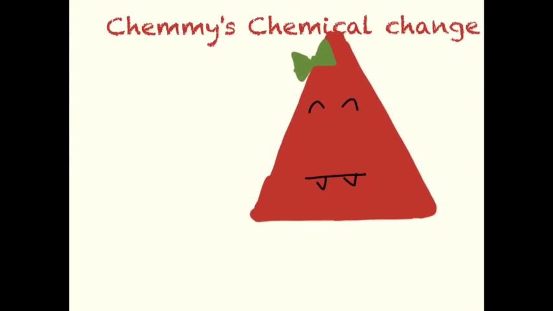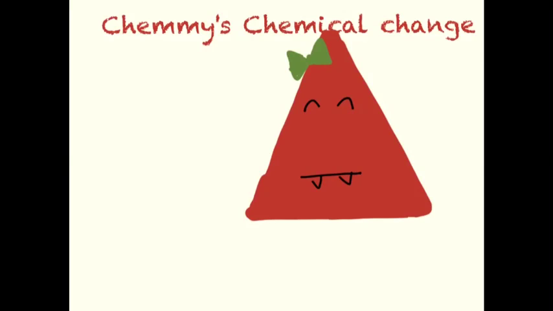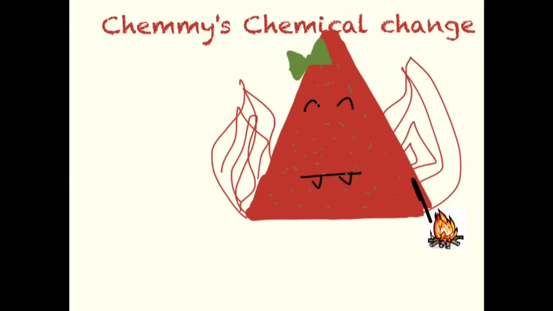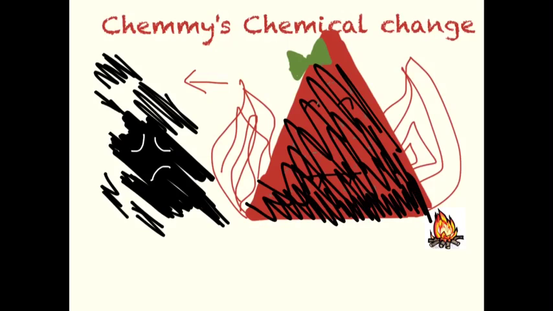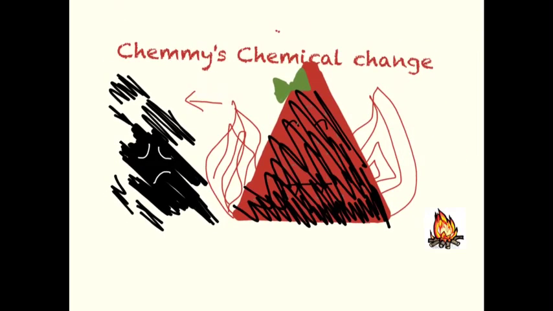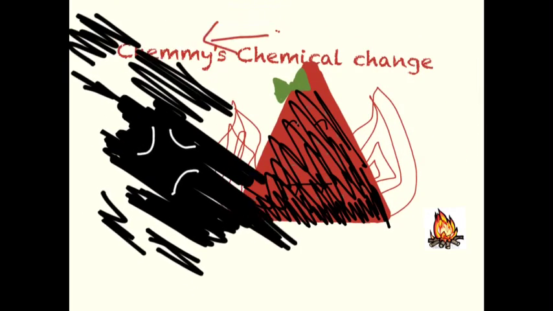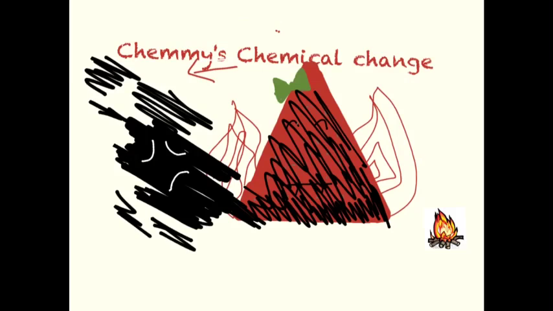Now let's talk about Chemmy. Chemmy also grew up and she went to college as well. And at first, she started to break out. Her skin was reacting with oxygen, so her skin began to break out into rust. After Chemmy graduated from college, she quickly got a job, but soon she was fired. She began to burn under all that heat, and her skin began to char, and she soon turned into ash. Chemmy turned into something that is totally different from her original state, and so now she is black and charred and has formed a new substance. So Chemmy has gone through a chemical change.